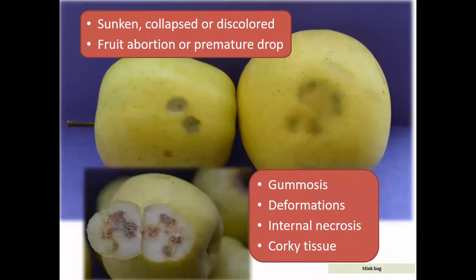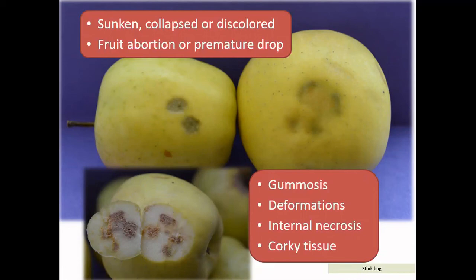So stink bug damage in general, this is an image of a very progressed case of stink bug. So you can see here these sunken or collapsed and discolored markings on the skin of the fruit. And then if you cut away underneath that, then the flesh under those damaged areas are quite corky and discolored.